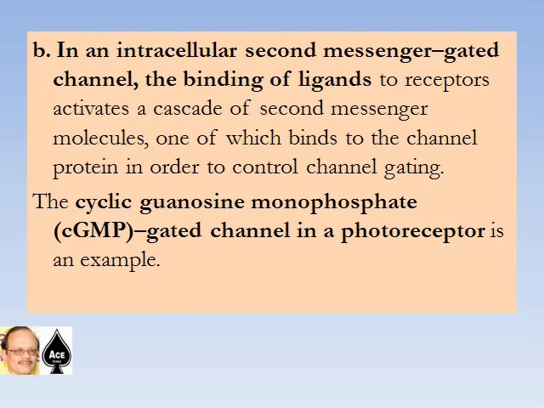In an intracellular second messenger gated channel, the binding of ligands to receptors activates a cascade of second messenger molecules, one of which binds to the channel protein in order to control channel gating. The cyclic guanosine monophosphate, cGMP, gated channel in a photoreceptor is an example.